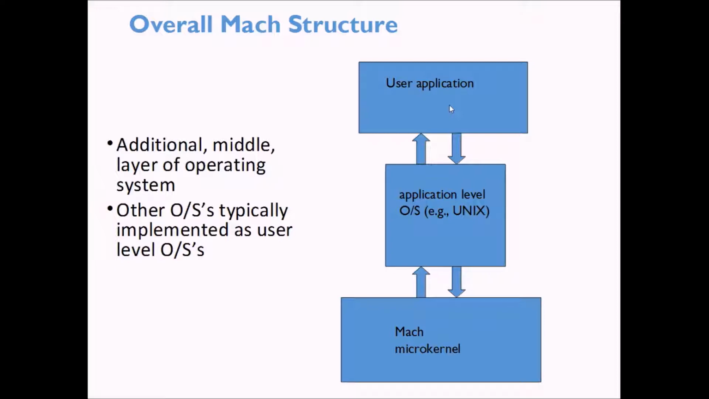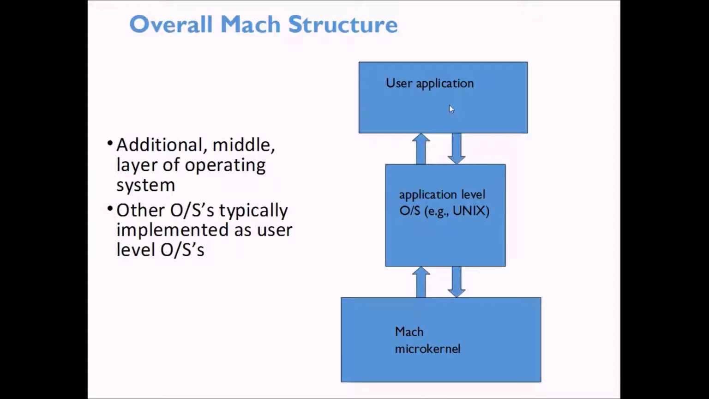It has some layers, like user applications at the application level. Below that it has the Unix operating system, and the basic level is the Macintosh microkernel. A microkernel is a small piece of software needed to implement the operating system, and other operating systems are typically user-level operating systems. Because of these levels, the Mac operating system is quite secure.